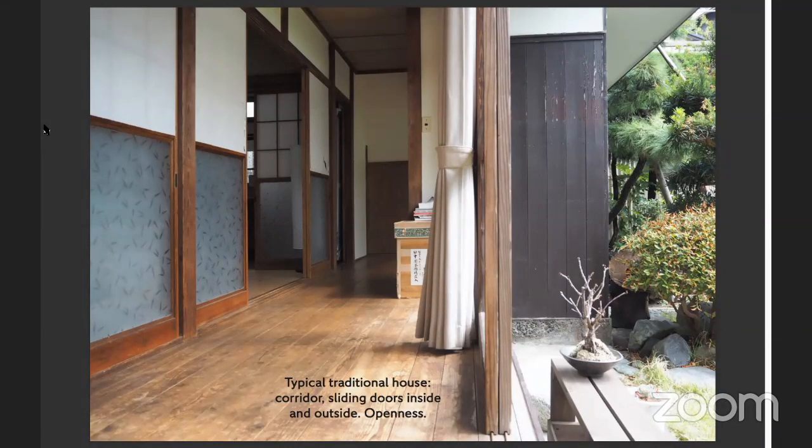We've been seeing the Japanese room, but this is a corridor. The corridor's width is about 3 feet, about 90 centimeters. On the outside, the sliding door is mainly glass. When a typhoon or heavy rain, heavy weather, strong wind comes, they have another sliding door just outside of the glass sliding door, a more sturdy wooden door. That way, Japan is protected from bad weather. But what is important is openness.